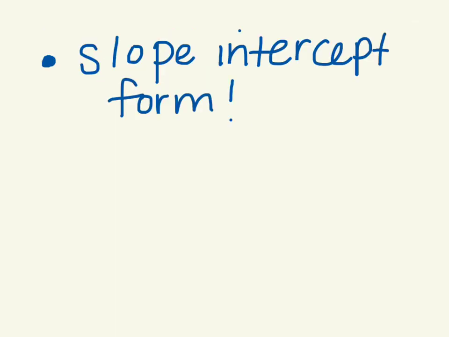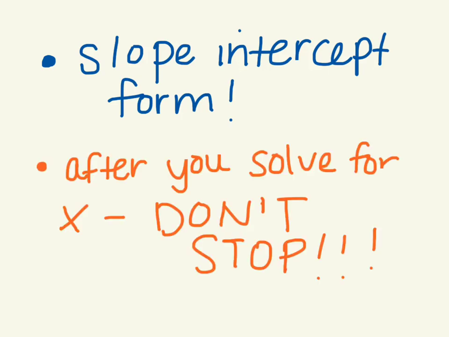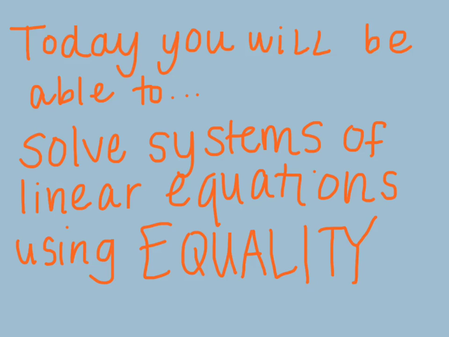A couple tips to remember as you go on to solving this on your own. First, start by putting both equations in slope-intercept form if they are not already in this form. Also, after you solve for the x value, do not stop. Continue, solve for y by plugging x in the equation. There you go. You have just successfully solved a system of linear equations.